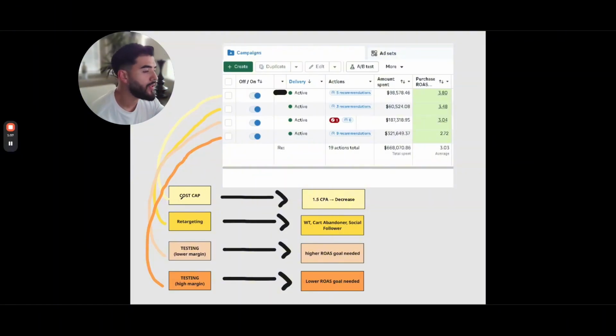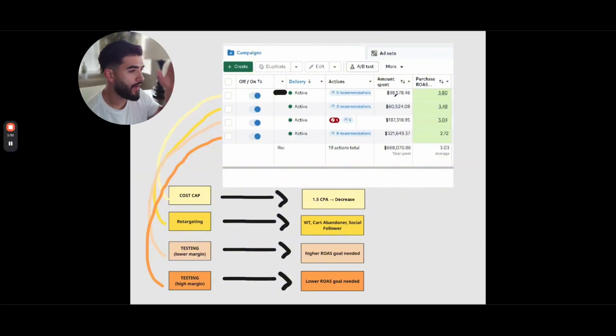This is primarily just for efficiency, but you'll see this first campaign spent 98K and has a 3.8 return on ad spend. So with cost cap campaigns, essentially what they are is a regular sales campaign, but all you do is apply a cost cap goal. And essentially this is a different bid strategy. Usually you're going to get a really good return on ad spend on these campaigns, but they're not very scalable.